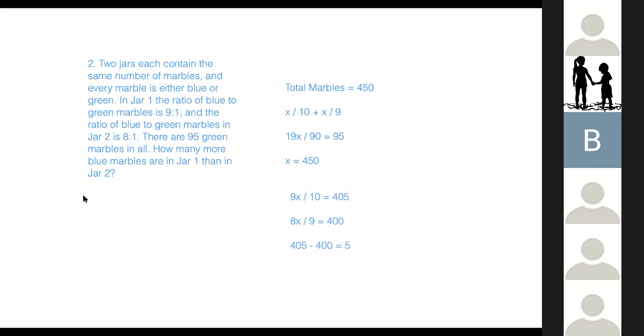So we know that the ratio is 9:1 and 8:1. So if you add up all of them, you get 19. 9 plus 1 plus 8 plus 1. And 95 divided by 19 is 5. We know that the first jar, the ratio is 9. The second jar, the ratio is 8. And so there's a 1 difference. So the difference would just be 5. Or you could do 5 times 9 is 45 minus 40 is equal to 5.